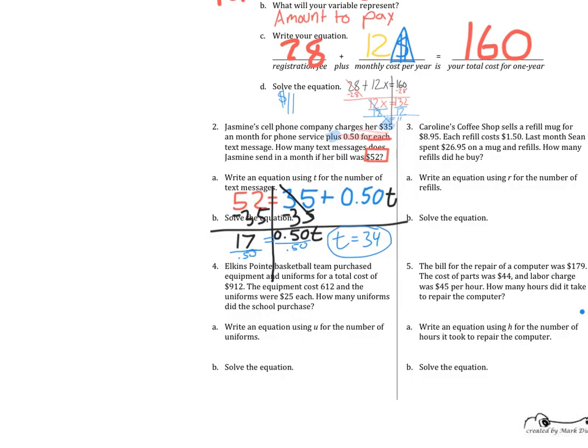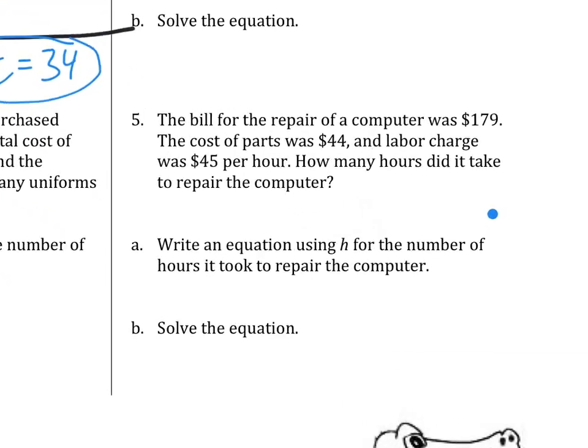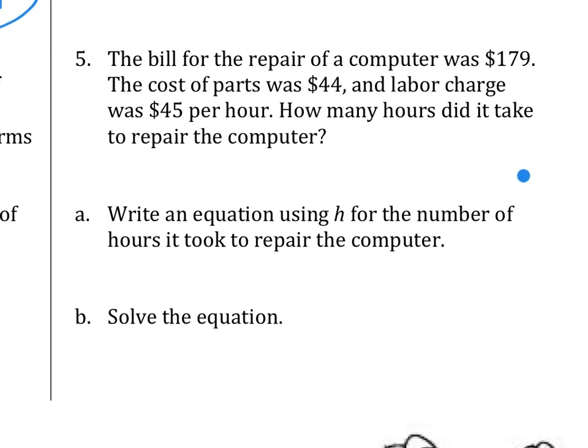I'm going to knock out a couple more, and then you guys will be on your own for the rest. So number 5. The bill for the repair of a computer was $179. The cost for repairs was $44, and labor charge was $45 per hour. How many hours did it take to repair the computer? So first thing I'm going to do is look at my important information. The cost was $179. In fact, I'm going to start writing down my equation. That is my total. So I've got my $179, and I know that's going to equal whatever I talk about in the rest of the problem.